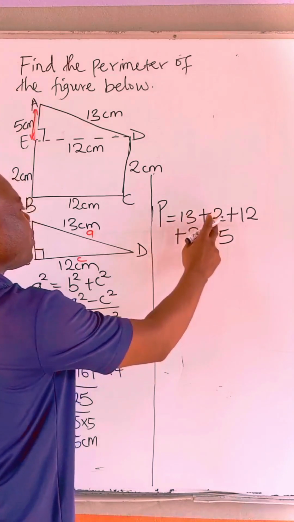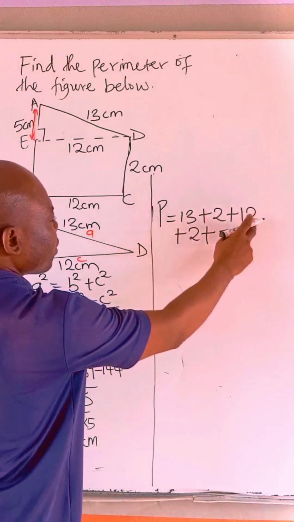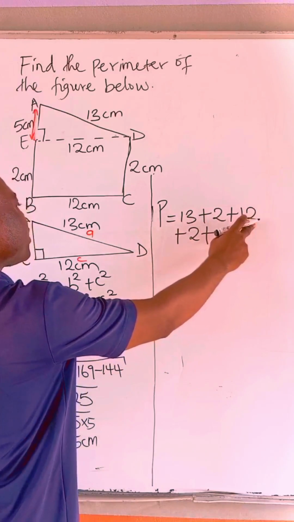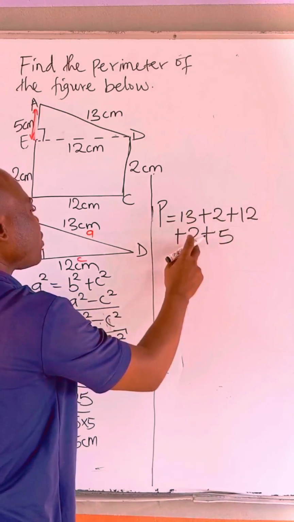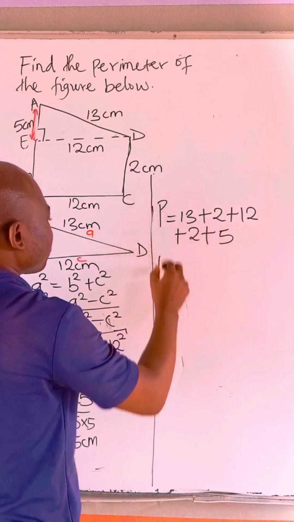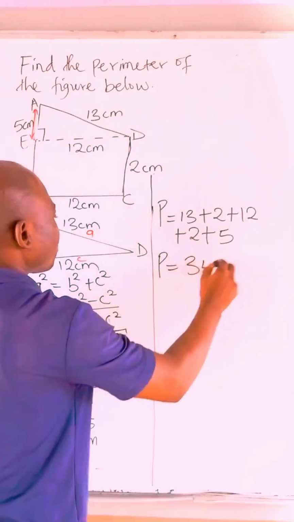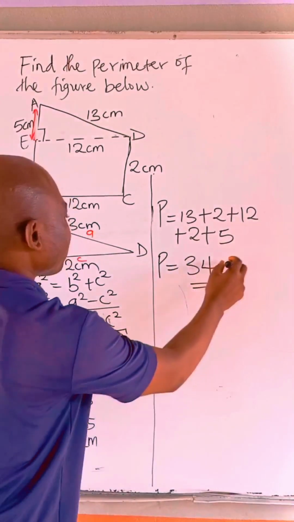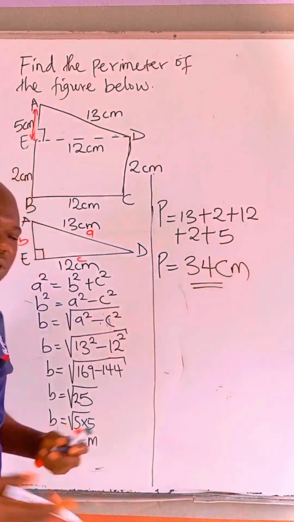13 plus 2 is 15. 15 plus 12 is 27. Then 29, and then 34. It means that P is 34 cm, of course. That is how it is resolved, friends.